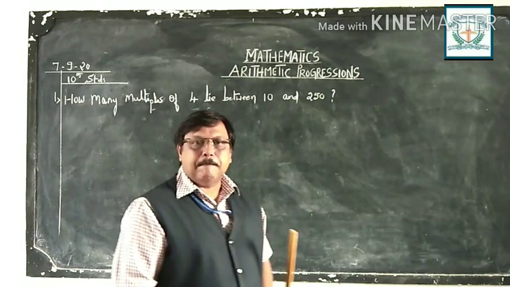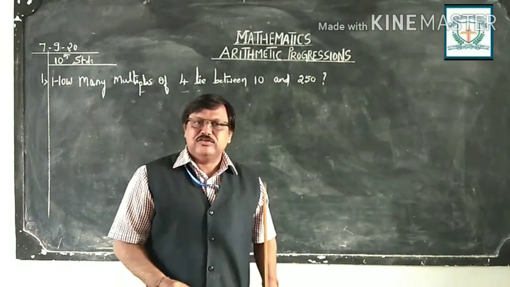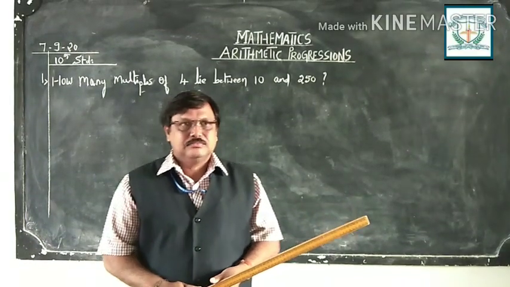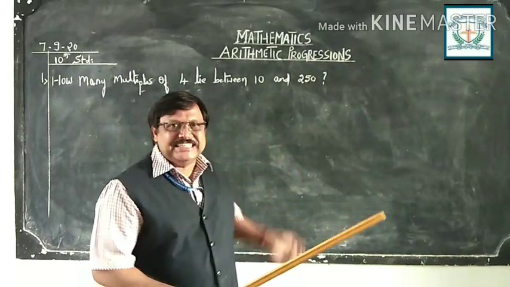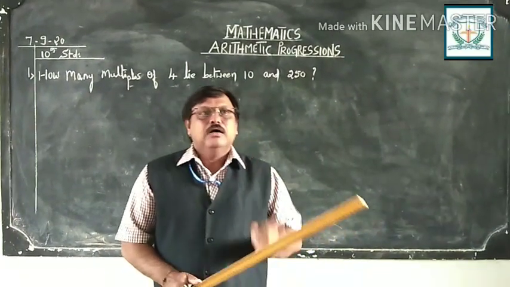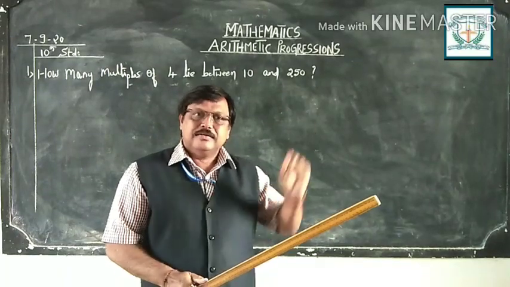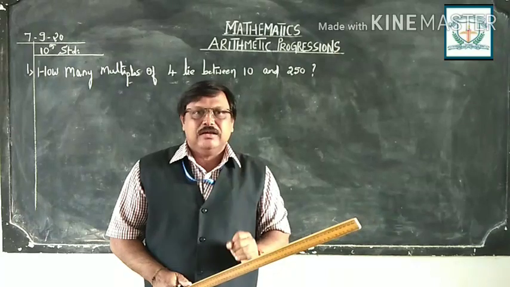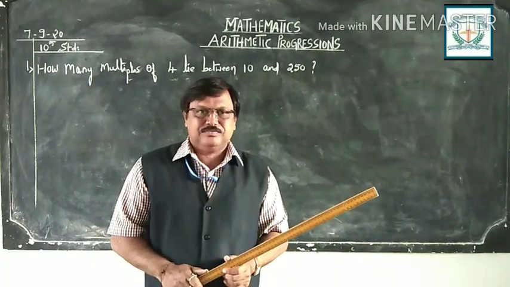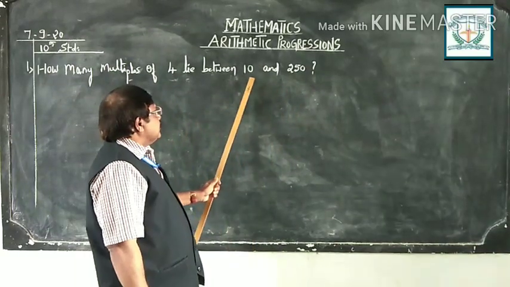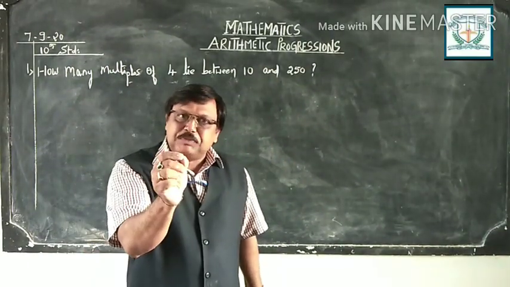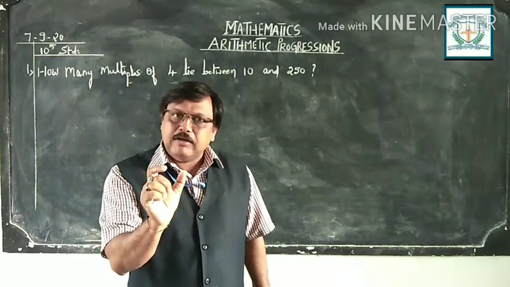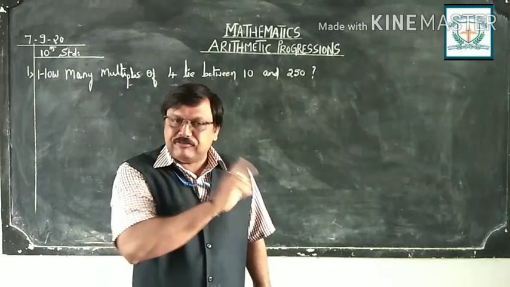What do you mean by multiples? Multiples are the factors. For example, a multiple of 4 is 4 itself. Multiple of 12, even 4 is a multiple of 12. 20, 4 is a multiple of 20. Like that, he is asking for the multiples between 10 and 250. The first number divisible by 4 after 10 is 12.